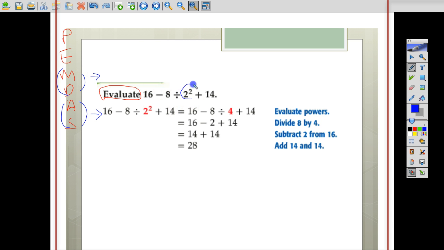Exponents. Here I see exponents. That's why it's in red here. So that's the first thing they did. Evaluate the powers. So 2 to the second power means 2 times 2 equals 4. That was the first step.